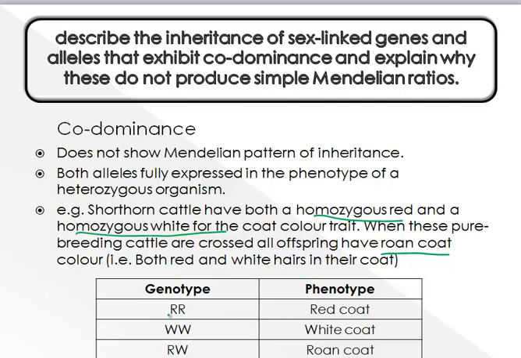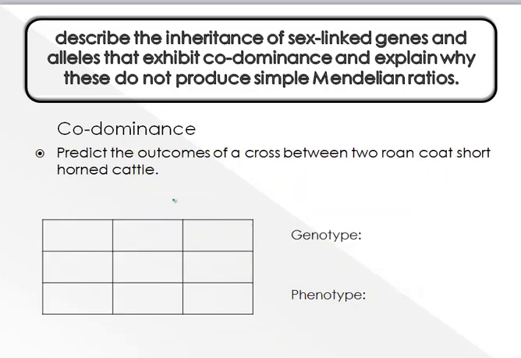We can see it here: our homozygous red, and we're using capitals because it's dominant, and our homozygous white, and again we're using capitals because it's dominant. When they're mixed together, we find that there is the rowan coat. So they carry 1 red allele and 1 white allele, and we see a different colour phenotype. So let's have a look at this problem. Predict the outcomes of a cross between 2 rowan coat short-horned cattle.